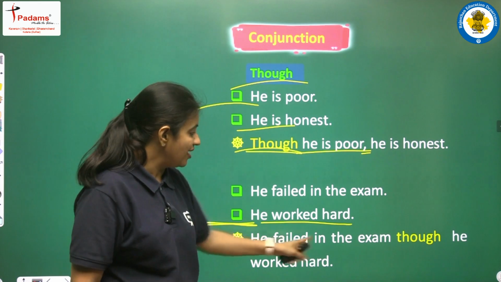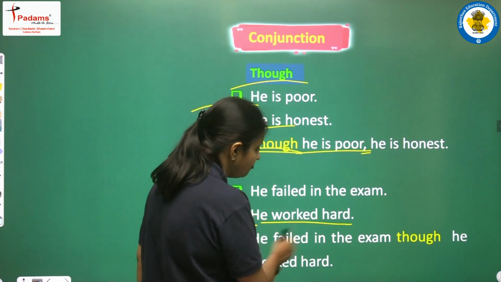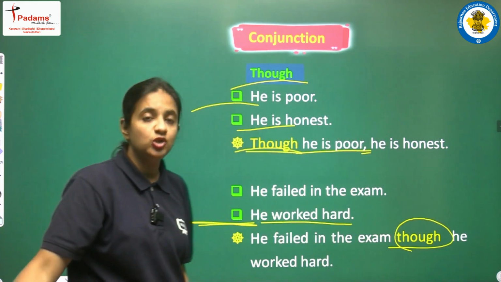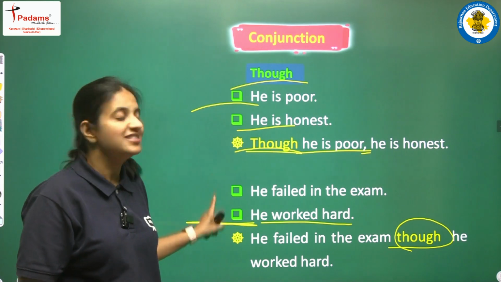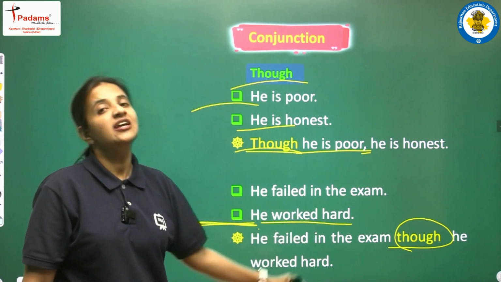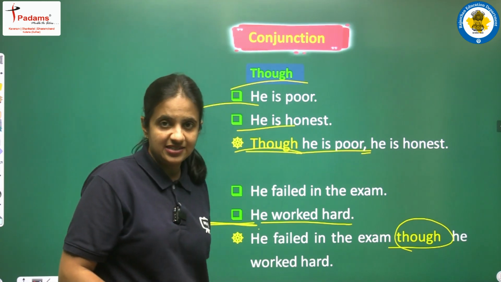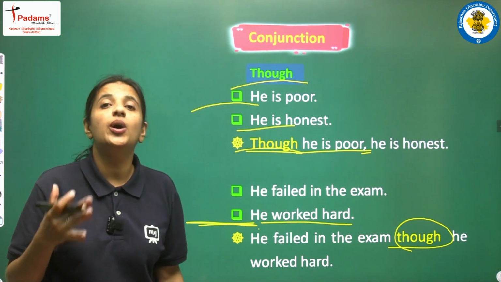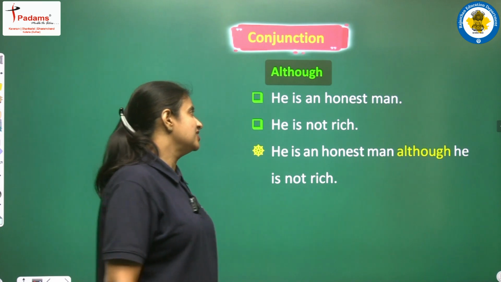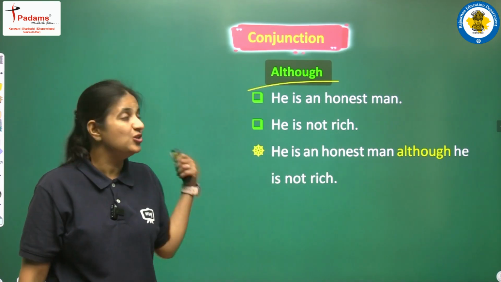So the first sentence we have to write as it is without making any changes. So here we are writing he failed in the exam. Next we have to use the conjunction, that is though, in the beginning of the second sentence, and after that the second sentence, that is he worked hard. So in this manner the complete sentence will be he failed in the exam though he worked hard. Okay. Next conjunction we are having here is although. So let's see how it is used.